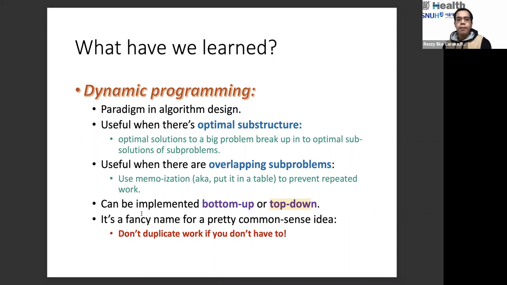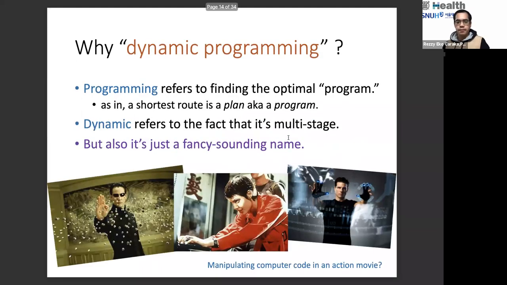It doesn't matter. Dynamic programming is a fancy name for a pretty common-sense idea. Sometimes we don't want to duplicate our work if we don't have to, so we want to prevent repeated work, and dynamic programming can solve that issue. So why dynamic programming? Because my area is computational methodology, high performance computing, it refers to finding the optimal program. The largest example is finding the shortest route, which is a plan of the program. Discussing dynamic programming also refers to the fact that it's multiple stage, because we have various combinations of examples of how to find the best optimum for solving our logistic problems. Sometimes it's also just a fancy-sounding name.